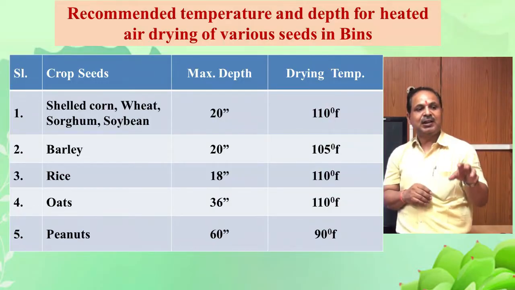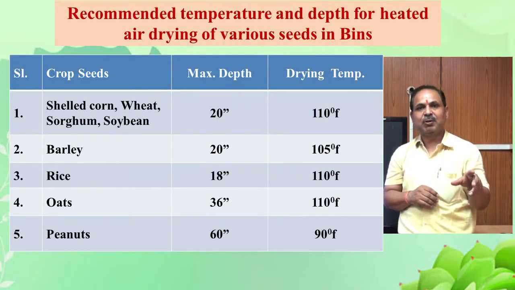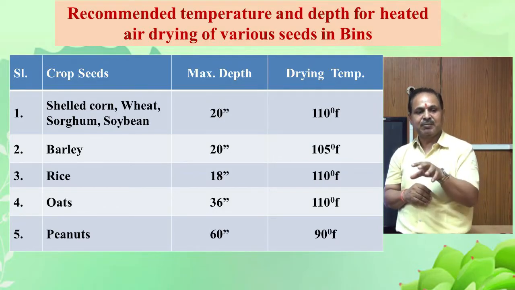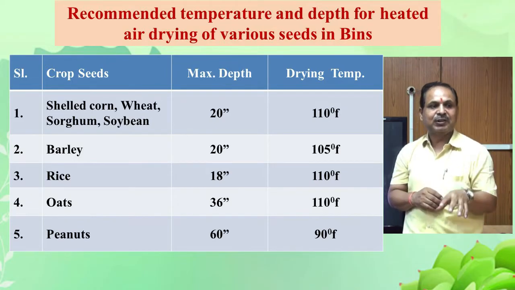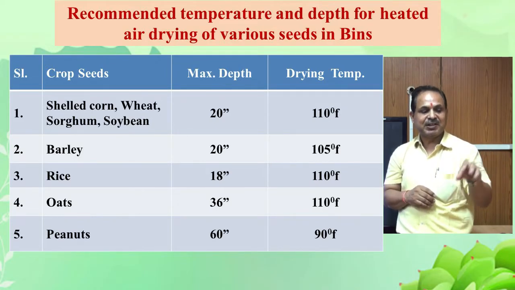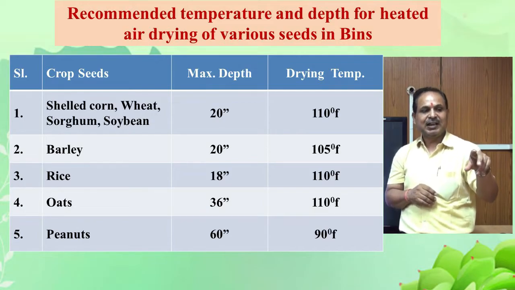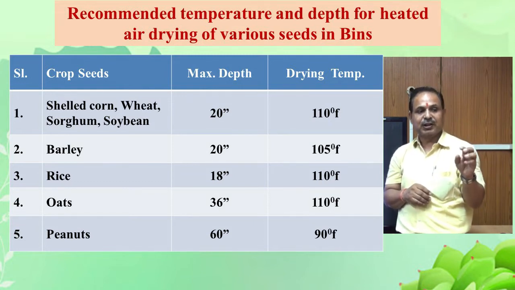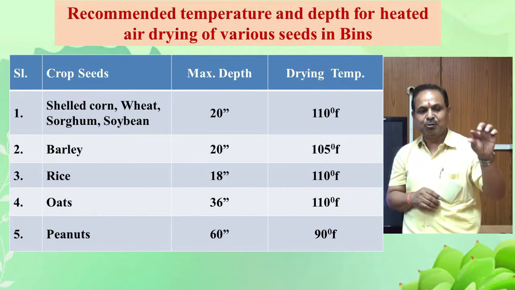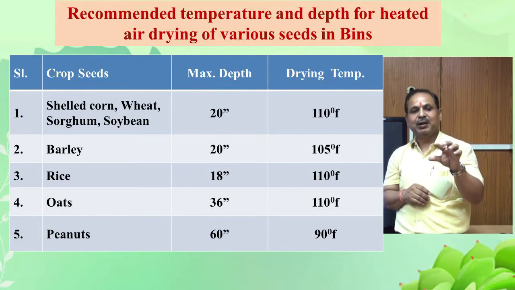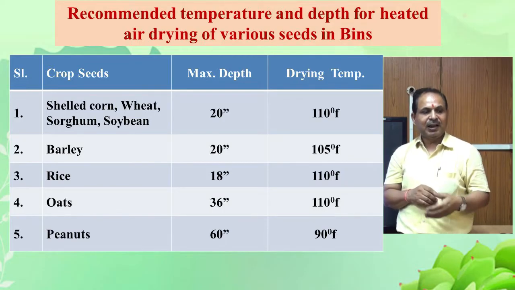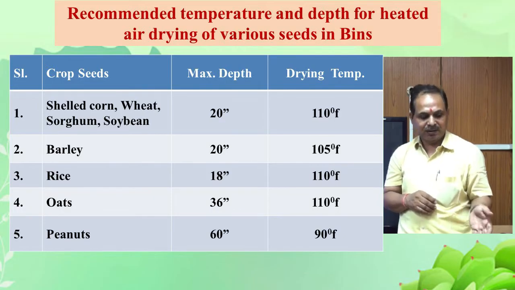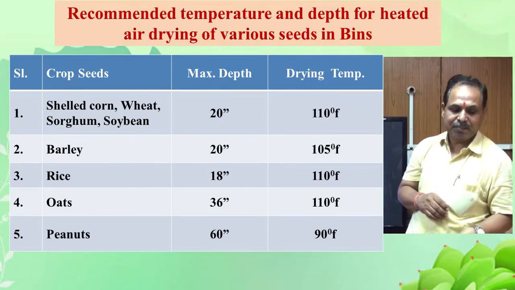Here we can see the recommended temperature and depth of seeds. The depth of seeds, the temperature and the relative humidity of the surrounding air are very important factors. Based on that, the recommended temperature and depth are mentioned in the slides, and we can see here that in case of wheat, shelled sorghum, shelled corn or soybean, a 20-inch depth would be used, and the drying temperature would be 110 degrees Fahrenheit. Similarly, in case of barley, rice, oat and peanut, there are maximum depths of the seed layer and drying temperatures.